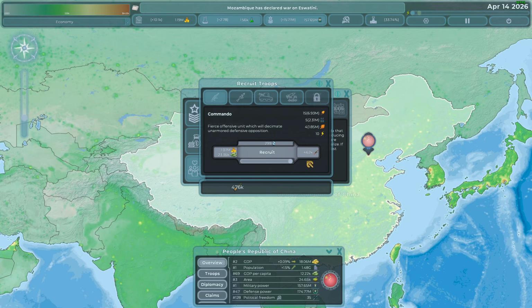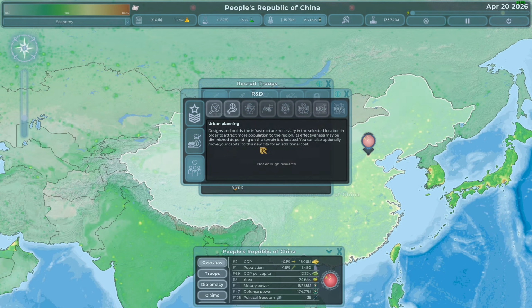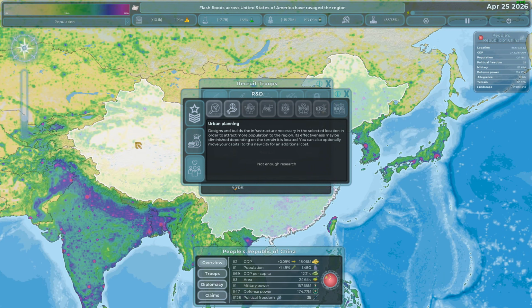We're already running communism for that, but it would allow me to get an extra 20% troops for that, or 10% at 0.3 research points. And urban planning just allows me to put population anywhere. Like China has a lot of zero areas.